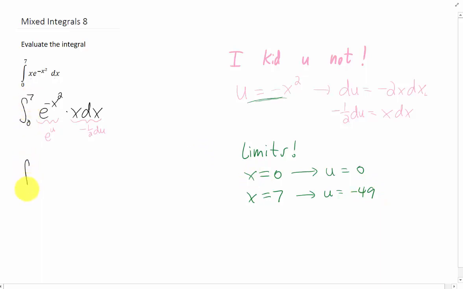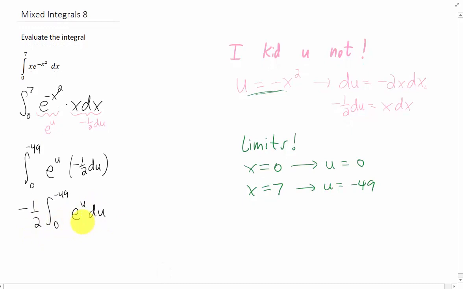Let's complete the substitution. We can pull a negative 1/2 out of this integral, and we're just left with an e to the u du. Integrating that just gives us e to the u. And now the fundamental theorem of calculus part 2 says that we can plug in our upper limit of integration, we can subtract, and plug in our lower limit of integration.